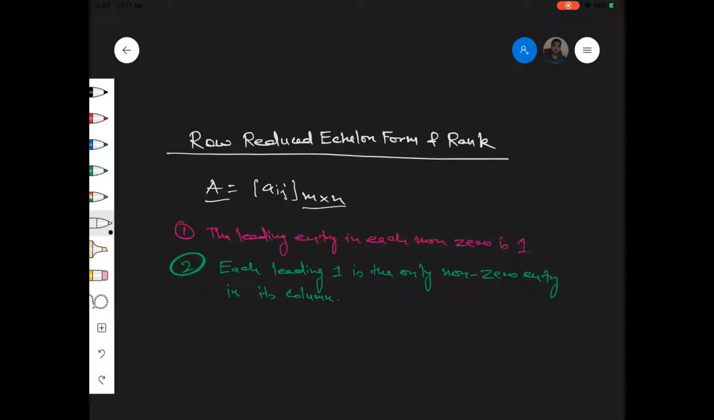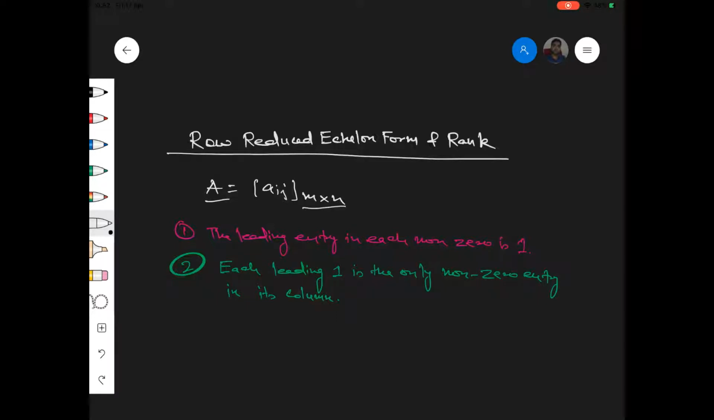Row reduced echelon form and rank. In this video lecture, we'll try to understand what we mean by row reduced echelon form, or in general we call it only echelon form, and then we'll learn how we can actually determine the rank of any given matrix once we have the echelon form of that particular matrix.